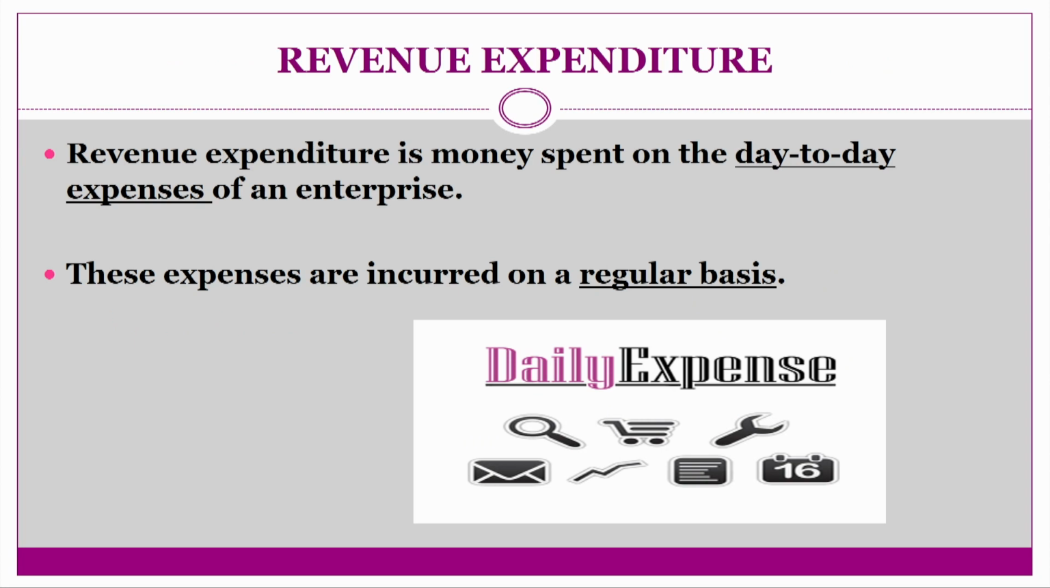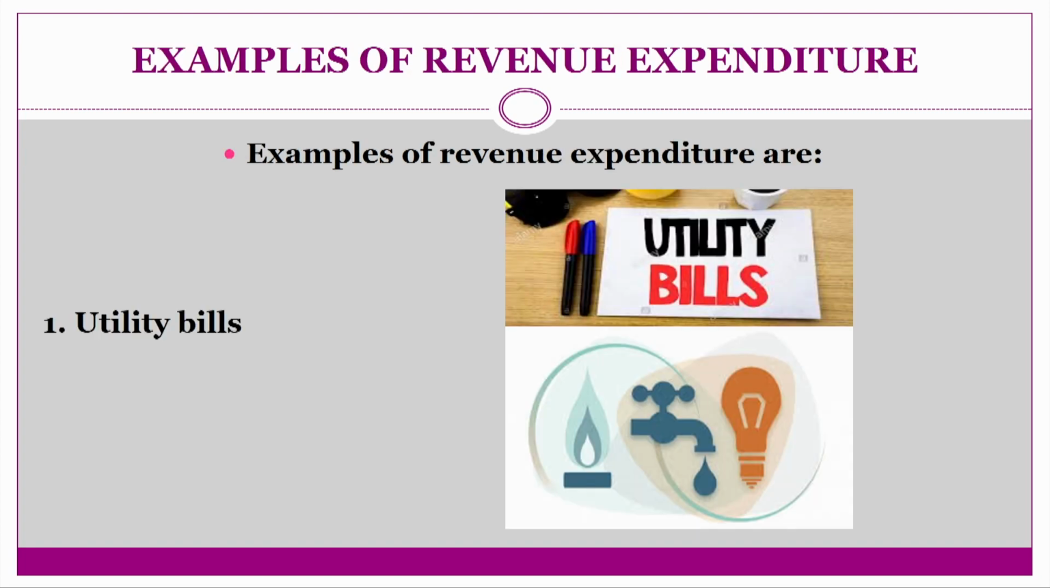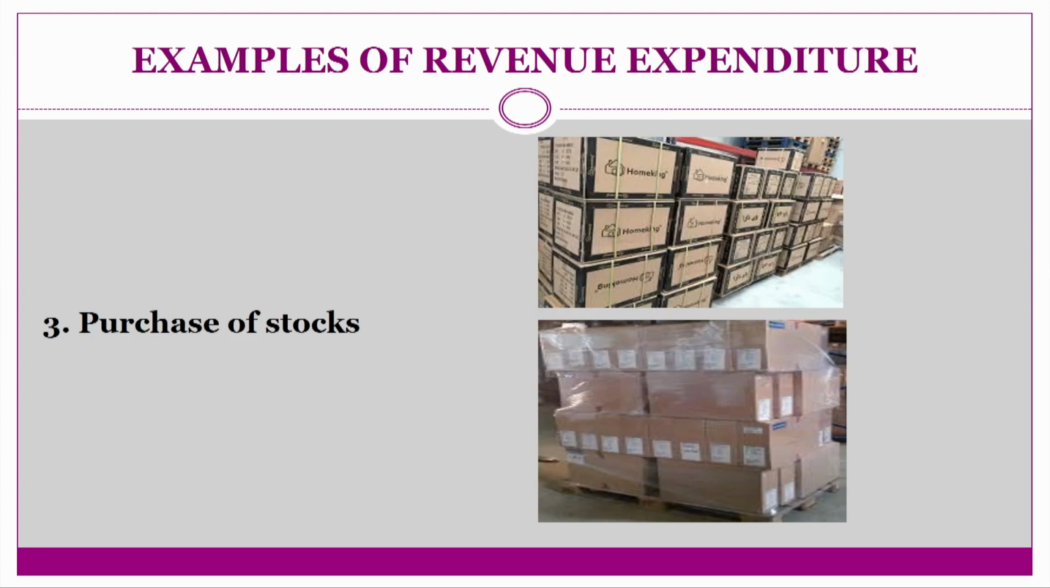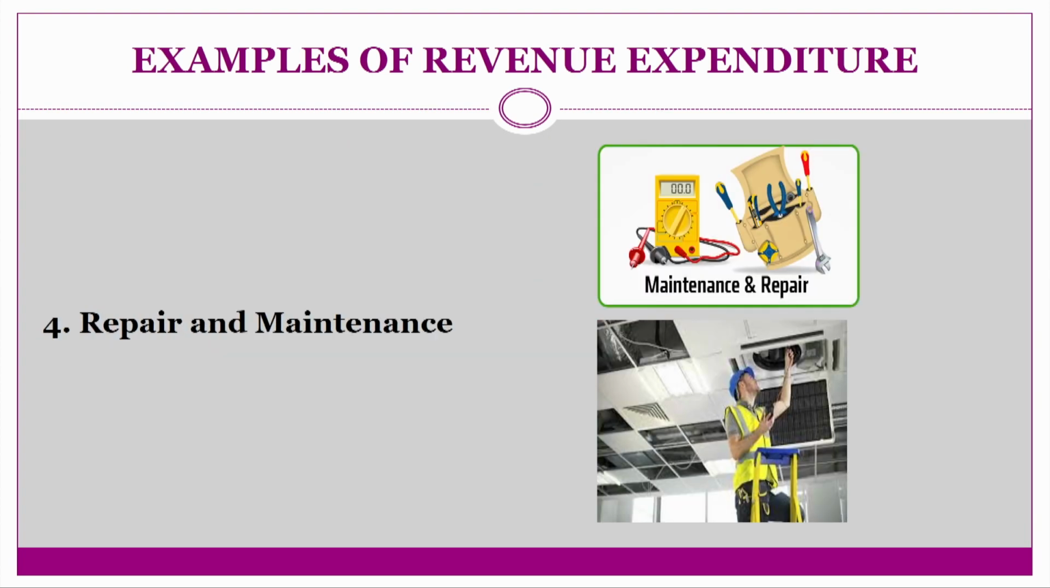Revenue expenditure. Revenue expenditure is money spent on the day-to-day expenses of an enterprise. These expenses happen on a regular basis. Examples of revenue expenditure are utility bills, rent, purchase of stock, repair and maintenance.